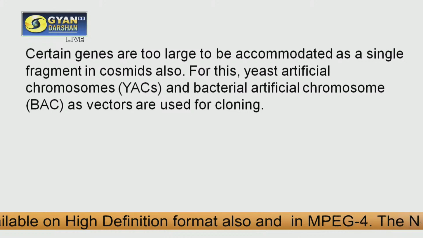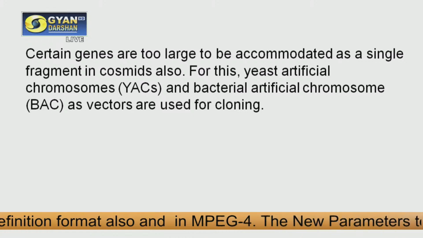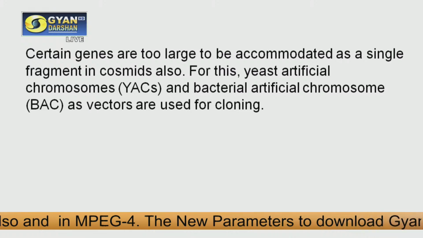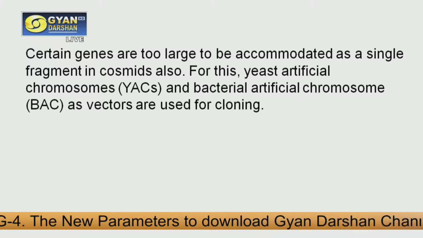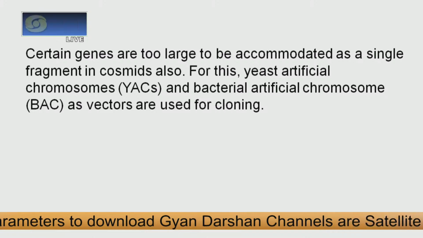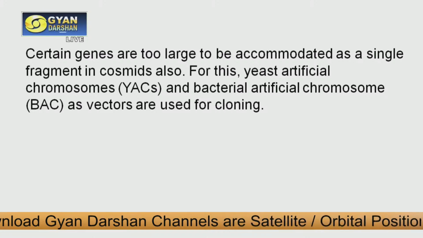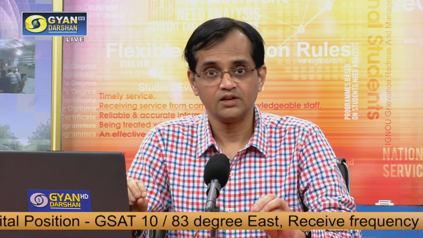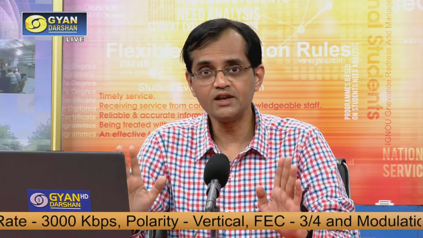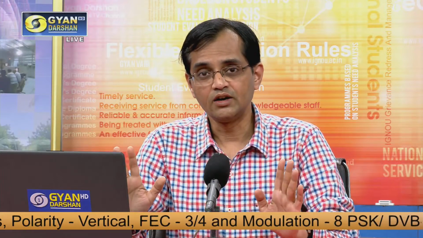But there may be certain genes which are even larger in size, and even bacteriophage or cosmids may not be suitable. So as I said, in these cases you have to go for super high capacity vectors, and those are covered by the BAC, that is bacterial artificial chromosomes, and yeast artificial chromosomes. So you have to make a proper choice of the vector if you really want to make this work successful.